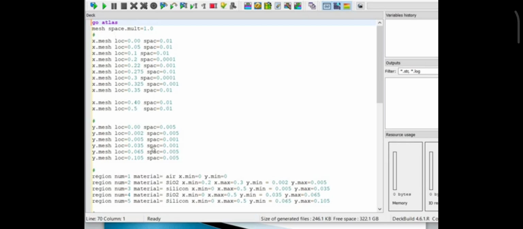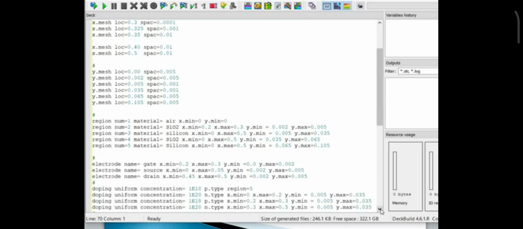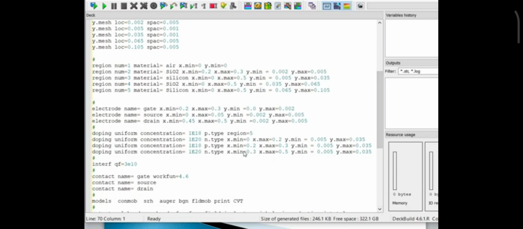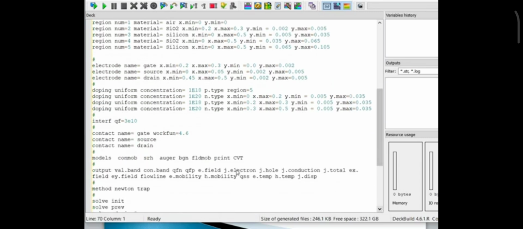These are the meshing for the x-axis and the y-axis. Next is the region with the material, regions 1 to 5 with different materials: air, SiO2, silicon, SiO2 and silicon. Next one is the electrode names, gate, source and drain, with the positional parameters. Next one is the doping concentration for source, drain and bulk with their positional parameters. Next one is the interface charges at the SiO2 interface. Next one is the contact for gate, source and drain.